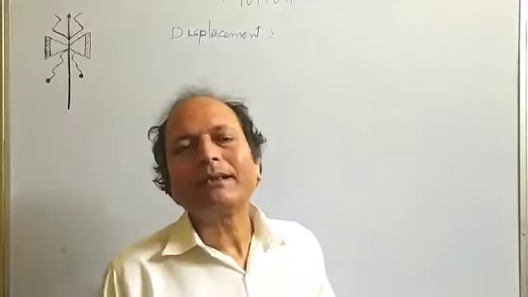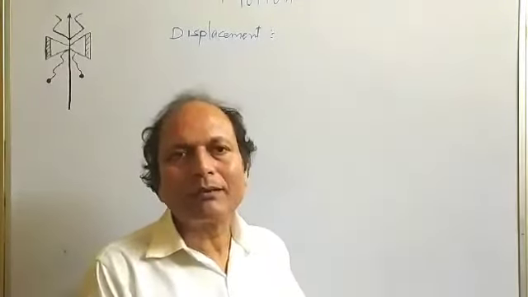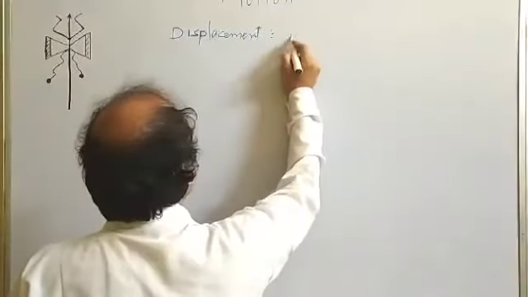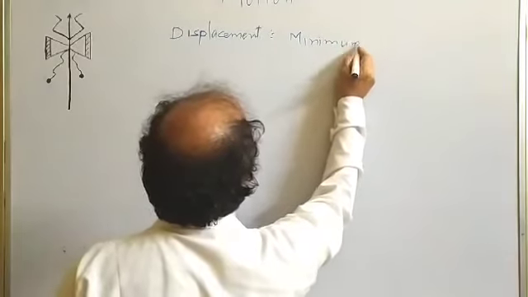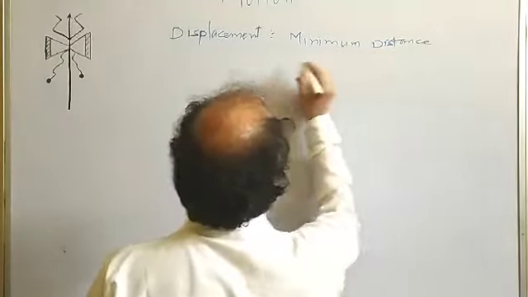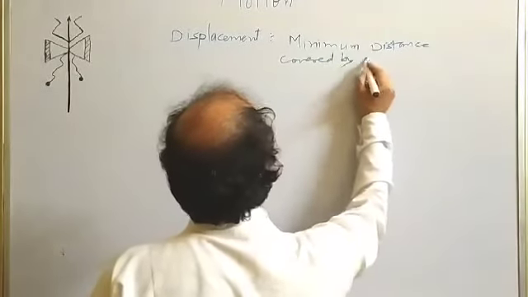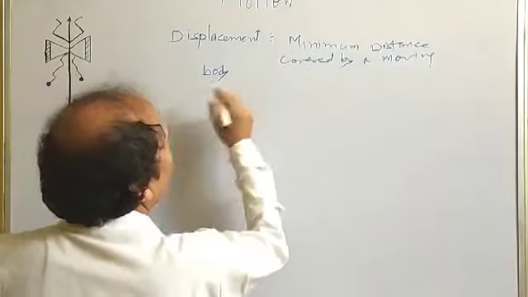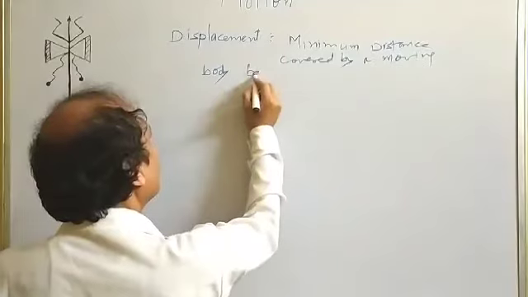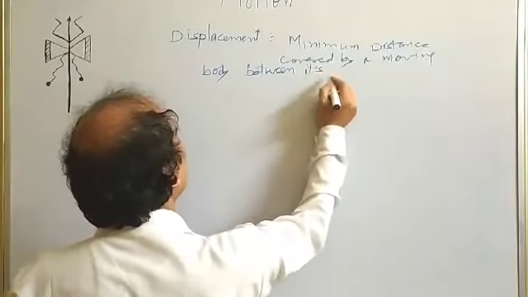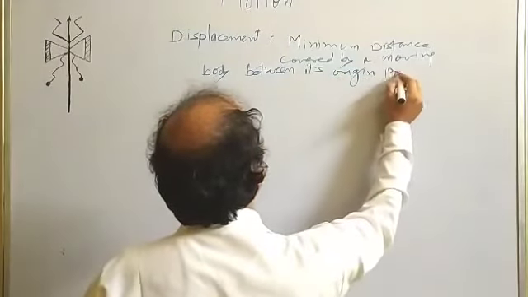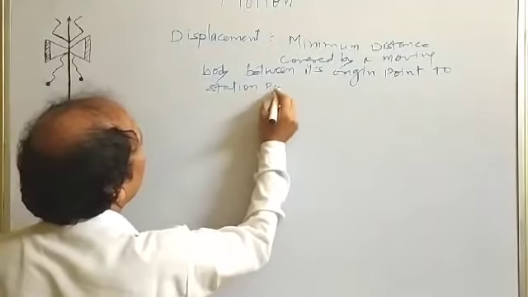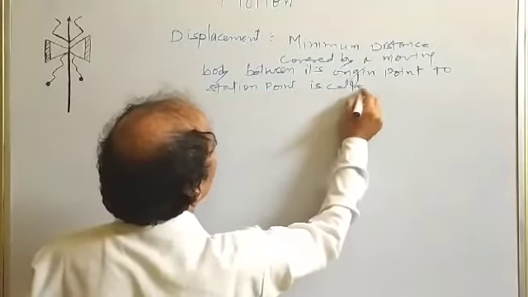Once again, the minimum distance covered by a moving body from its origin point to station point is called displacement.